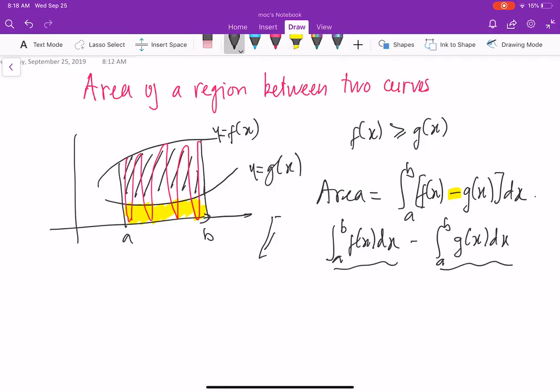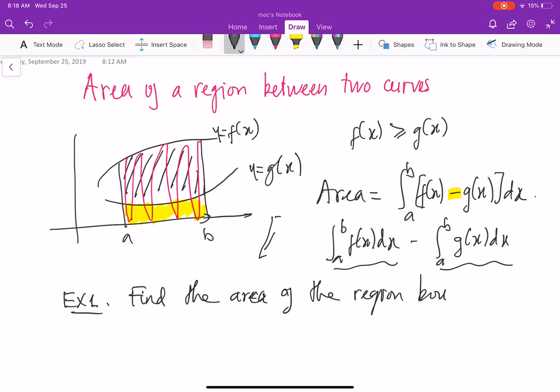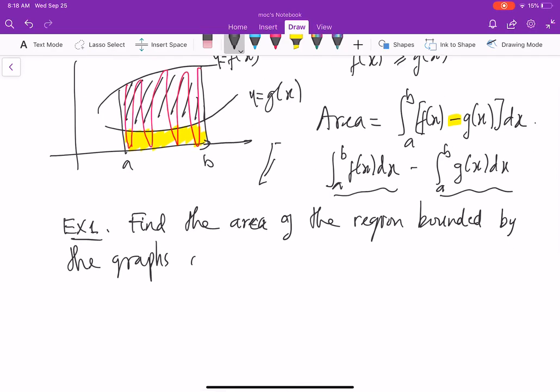Let's consider some examples. For example, we need to find the area of the region bounded by the graphs of y equal to x squared plus 2, y equal to negative x, x equal to 0, and x equal to 1.